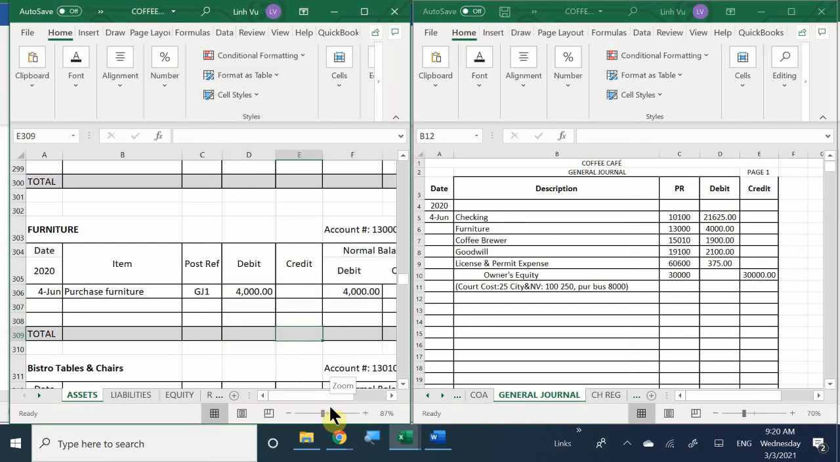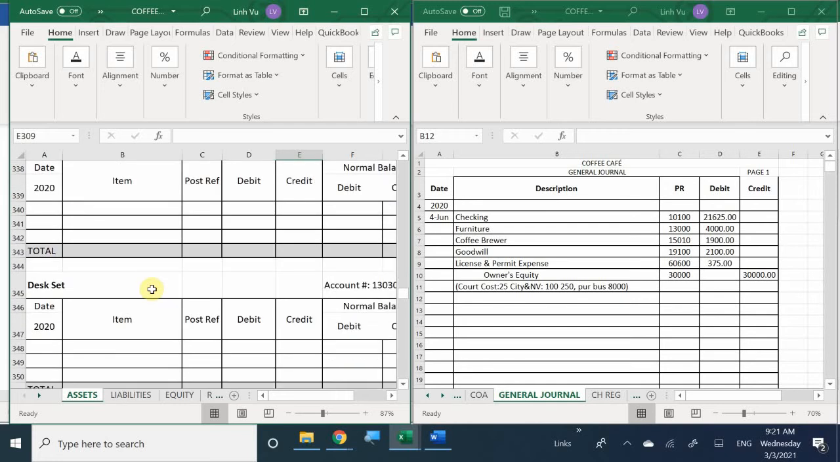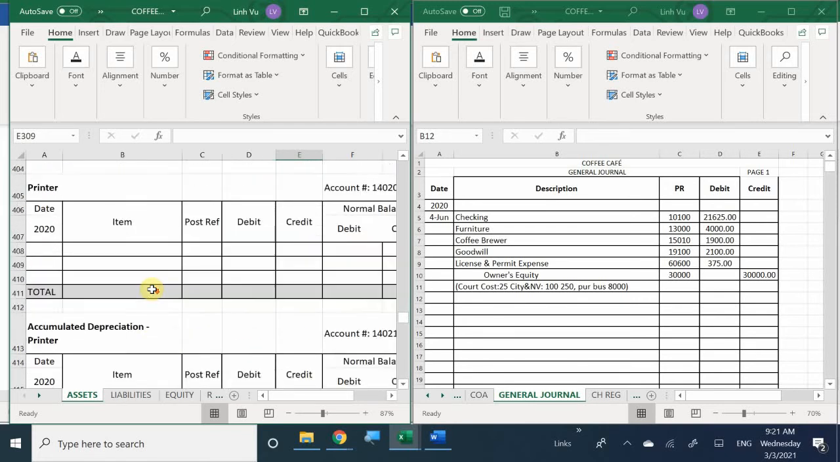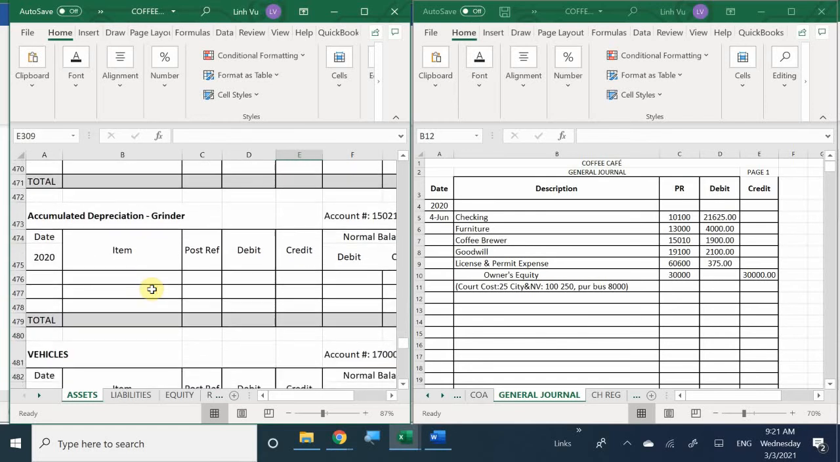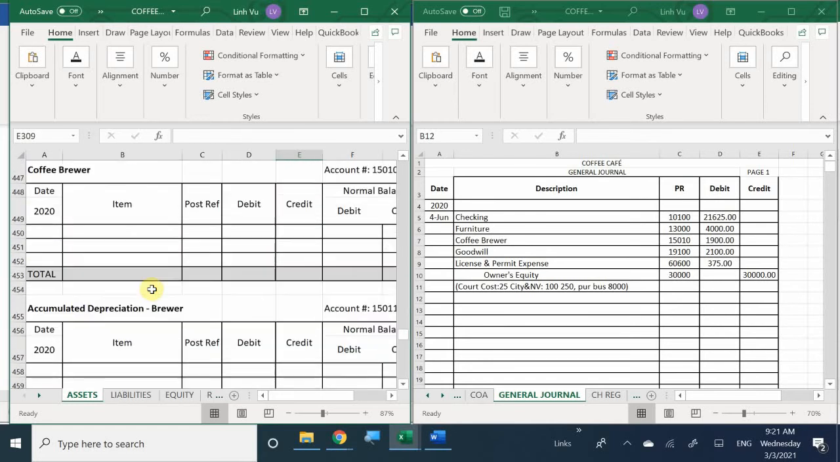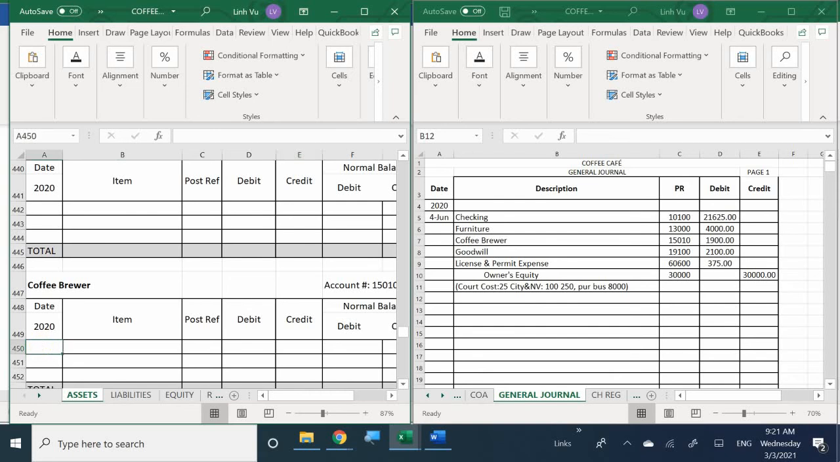Yes. Okay. So now we're going to do the same thing for the coffee brewer, right? Anything that you've listed into your journal, you're going to post it directly into your ledger. So the next one is my coffee brewer. My coffee brewer is going to be under equipment. So here you go. Here is my coffee brewer. All right, coffee brewer. So I'm going to put 6-4, and I'm actually going to indicate this is coffee brewer number 1.